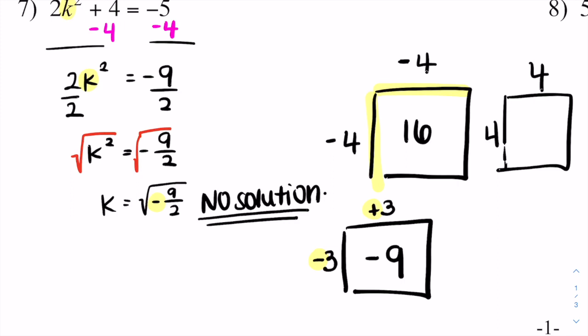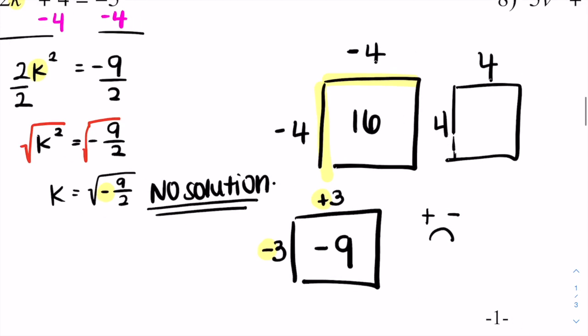So if we think about our arithmetic properties, we know positive times negative equals a negative. And a negative and a positive only equals a negative. Therefore, a square root of any negative value will be no solution.